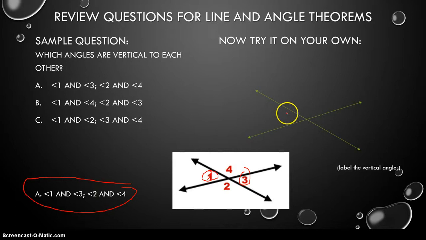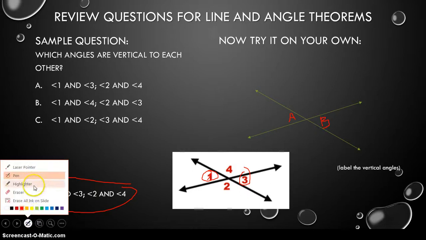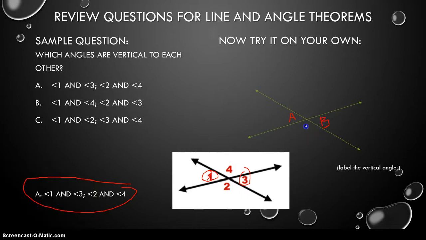So what you should have gotten was pretty much the picture down there. You could have put A and B are congruent, and C and D. Those are vertical angles.